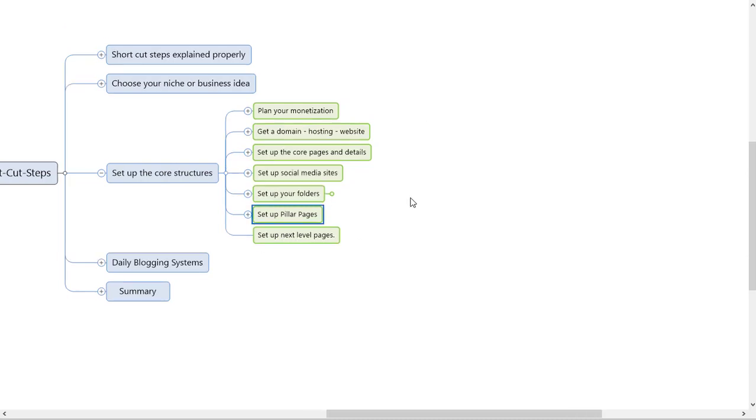Wow, how cool is this? So your course structures are done, your pages are all ready, these pages are built. We're going to get into daily blogging after this.